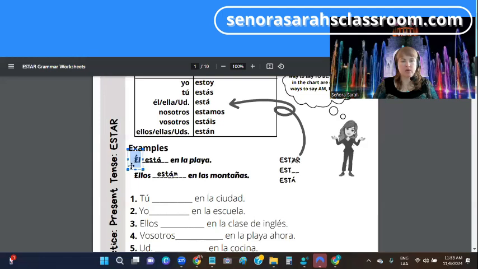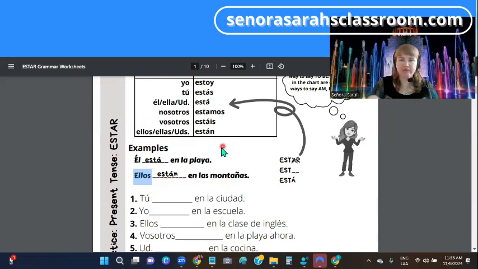We're going to do ellos. Ellos, this means they. Again, at this point, you should know what these mean. Look at your subject. Go up here. Ellos, there it is. Están. Write the word están in the blank. Ellos están en las montañas. They're in the mountains. That's simply put how we're going to do this worksheet.